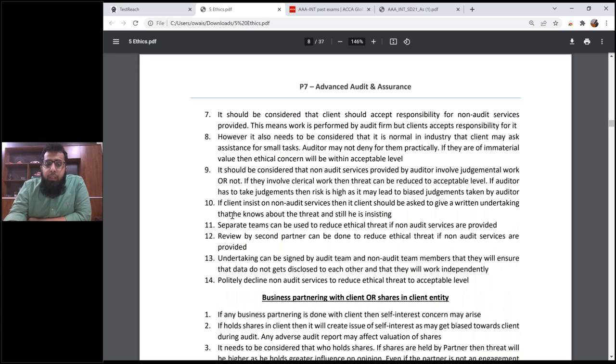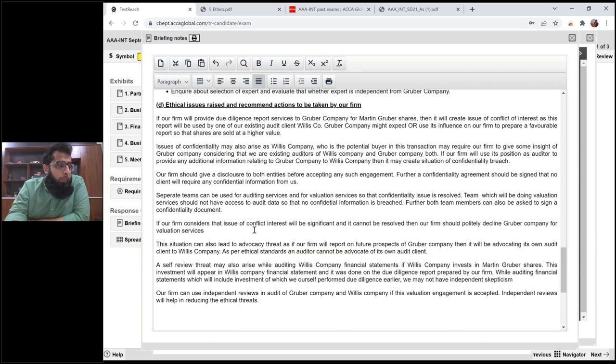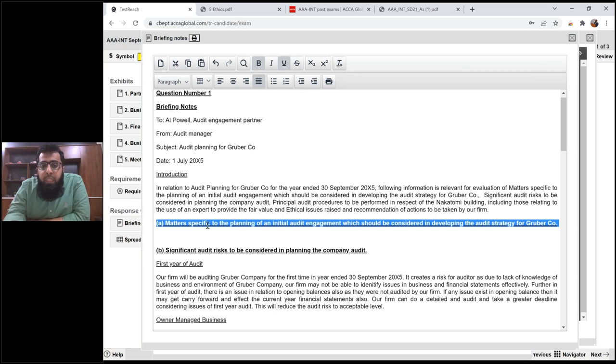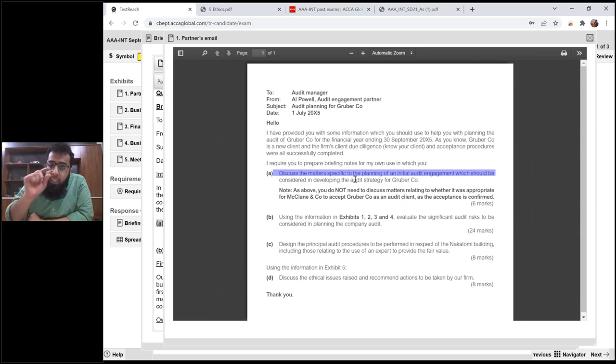Now we are going back to part A of this question, which we left. That was matters specific to the planning of an initial audit engagement, which should be considered in developing the audit strategy. This was part A, of 6 marks, which we left at the start. Discuss matters specific to the planning of an initial audit engagement, which should be considered in developing the audit strategy of Gruber company.